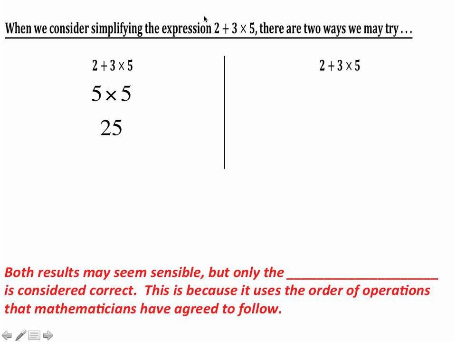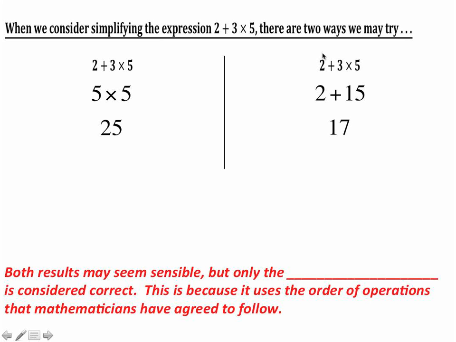First thing you might try to do is add 2 and 3 and get 5, and then multiply by 5 and get 25. Okay? Another thing you could do would be multiply the 3 and the 5 first, and then add the 2 to it and get 17. Well, we're getting 2 different answers here.